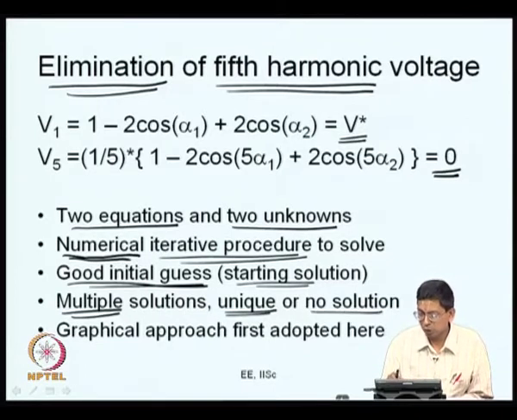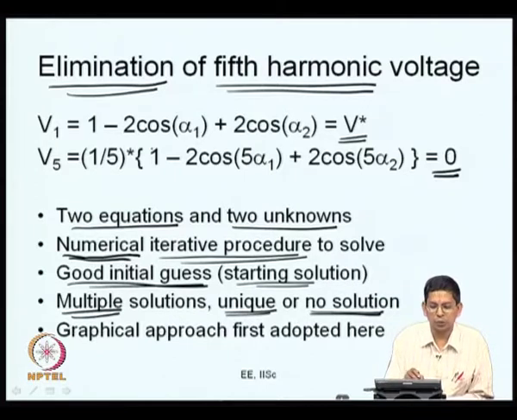Then there could be no solution also for some range, for certain values involved. If I can give you an example straight away, take V star equal to 1 per unit. I want square wave operation. With square wave operation, V 1 is equal to 1 minus 2 cos alpha 1 plus 2 cos alpha 2 is equal to 1, that is, alpha 1 equal to alpha 2 is what is square wave operation. It is just a square wave.